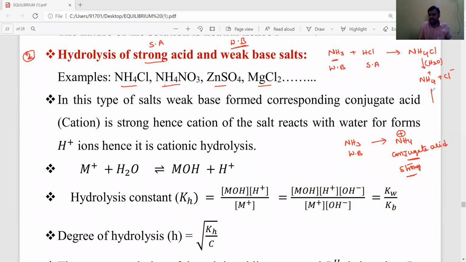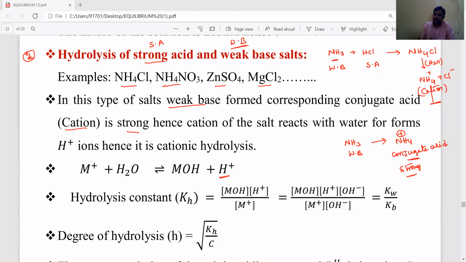This NH4+, the cation, is a strong acid. It reacts with water and produces H+ ions. That's why the resultant solution is acidic in nature. So for this type of salts, the weak base forms a corresponding conjugate acid, the cation NH4+, and this cation is strong.